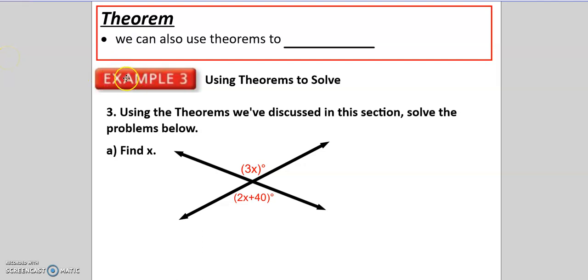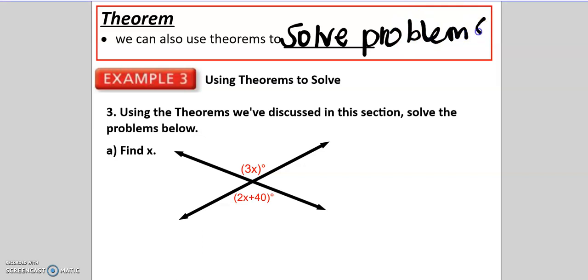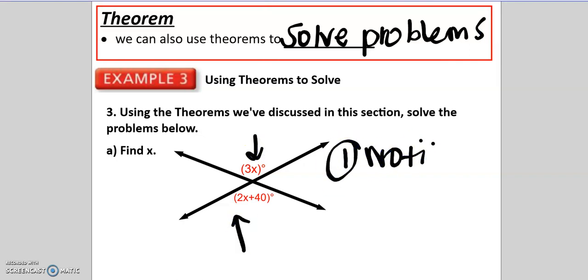Okay, one last one I'm going to practice with you guys. It's not another proof, it's practicing vertical angles are equal. So another great thing about theorems is that we can use theorems to solve problems, and we're going to practice that here. We want to solve for x. Notice there's our x.